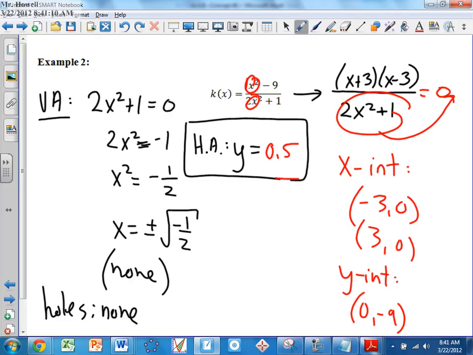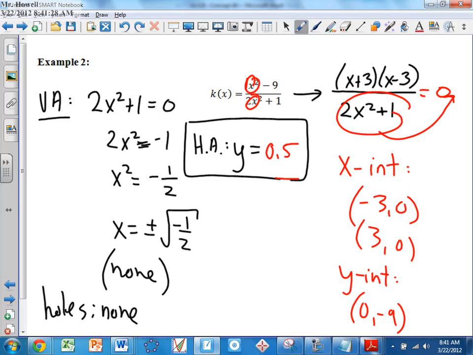Wait, what if you factor the denominator and there was a repeating factor? Yeah, then it's a hole and not an intercept. So if there had been an x plus 3 here, the x plus 3s would not be counted for intercepts, and you would only use this one. Whenever there's a hole, it's not an intercept. Okay? So with this information, we're going to need some other points.